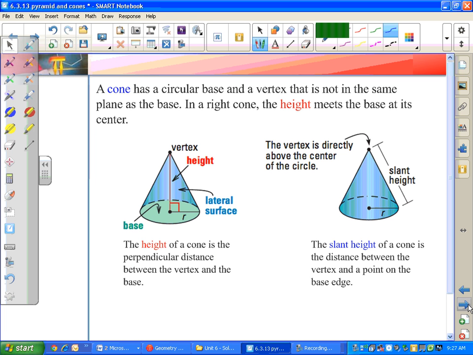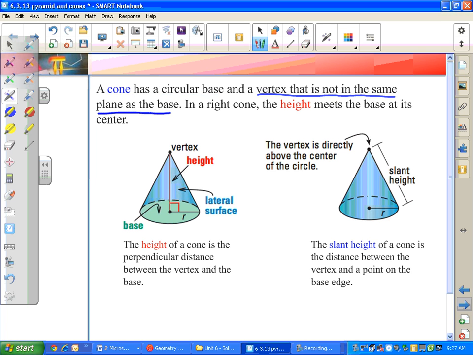Great. So let's talk a little bit about cones. A cone is a lot like a pyramid. We've looked at them already. And it has a circular base and a vertex that is not in the same plane as the base. All that's saying is that the vertex here has to be somewhere above the base that is a circle. So that vertex has to be above it. That's what makes a cone a cone.